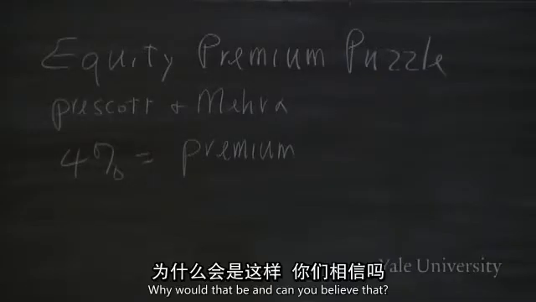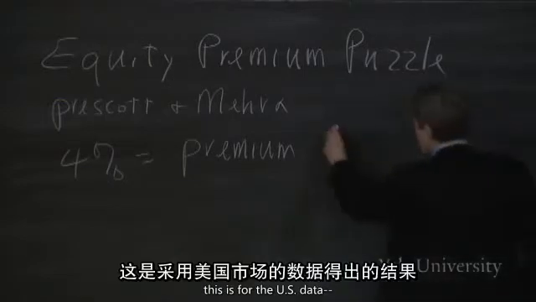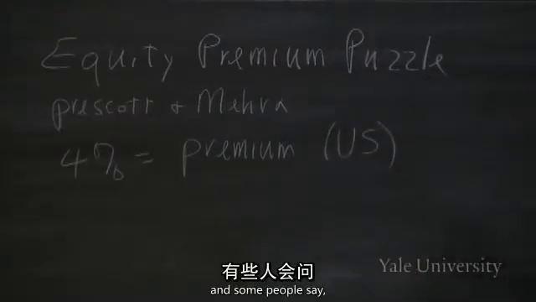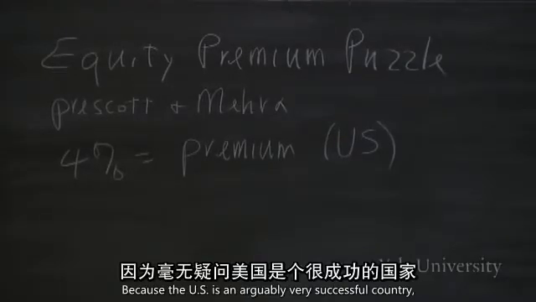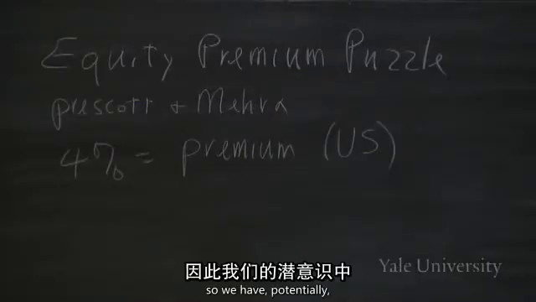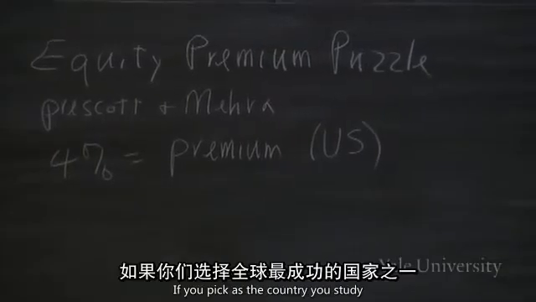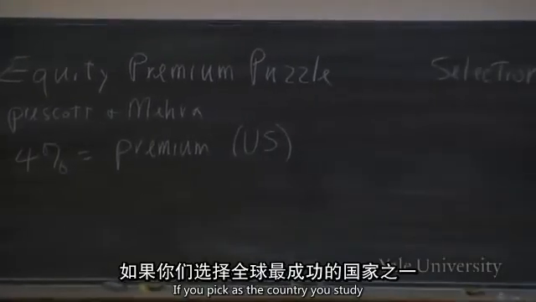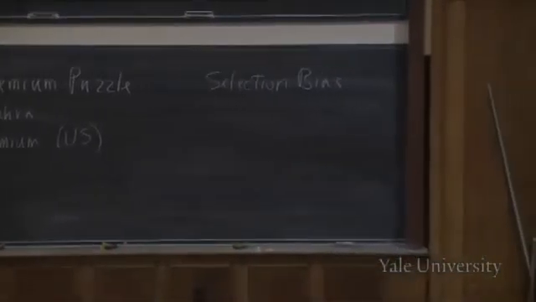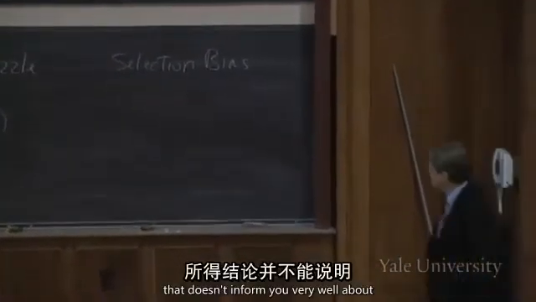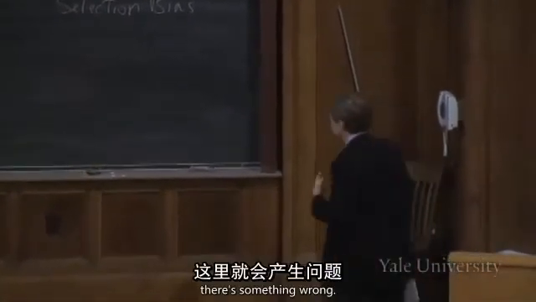So why would that be, and how can you believe that? One question that comes up is that maybe this is for the U.S. data. And so some people say, well, why are we looking at the U.S.? Because the U.S. is arguably a very successful country. And so we have potentially a bias, it's called a selection bias. If you pick as the country you study one of the most successful countries in the world, that doesn't inform you very well about what it is for a random country, or for the U.S. going forward. There's something wrong.